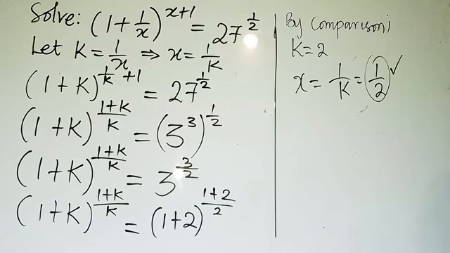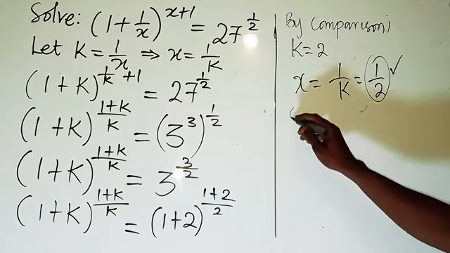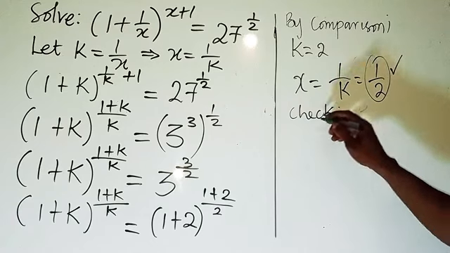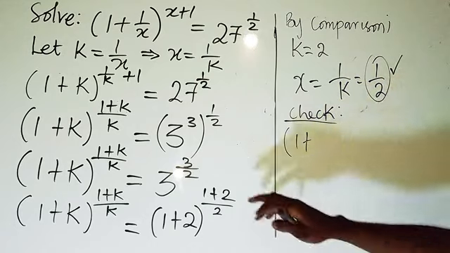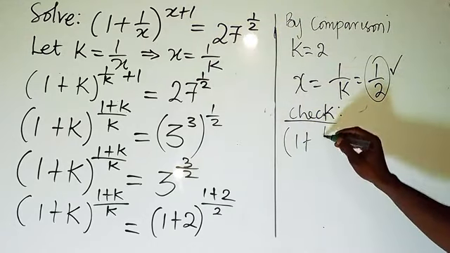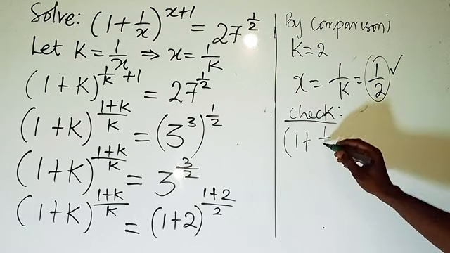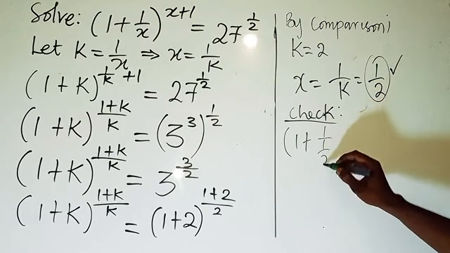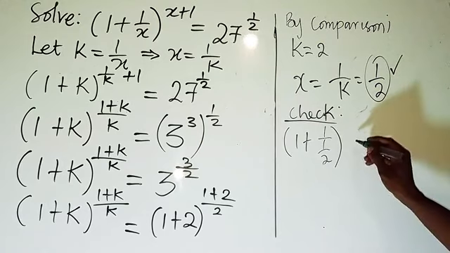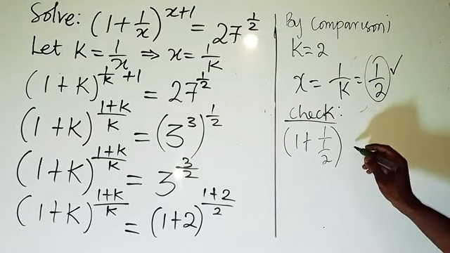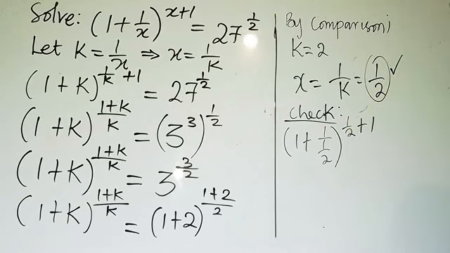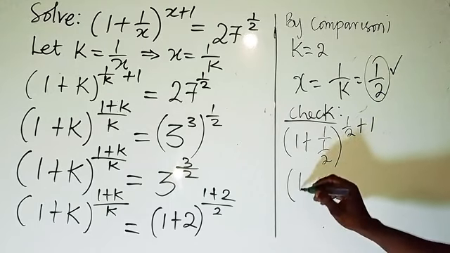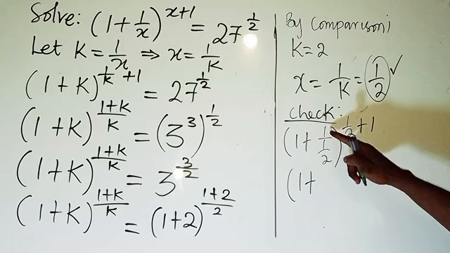Now let's check whether we are right or not. We want to put the value of x into the equation given to us. We have 1 plus 1 over x, that is 1 over 1 over 2, since our x is 1 over 2. Then we have the power to be 1 over 2 plus 1. So it means 1 plus 1 over 1 over 2.